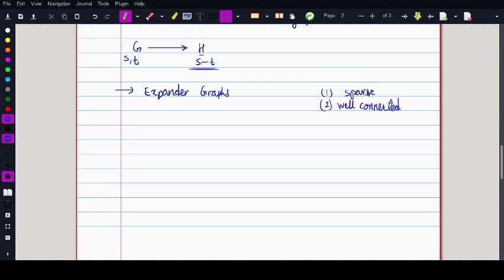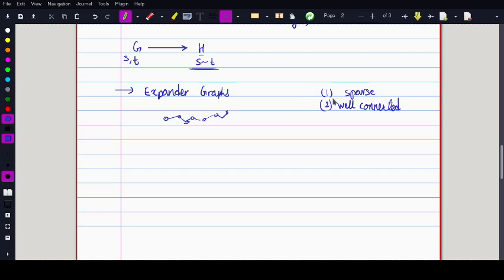So what do we mean by sparse and well connected? Sparseness is intuitive, it means that you don't have that many edges. Each of the vertices does not have too many edges coming out of it. That's the idea of sparseness. And well connected means that you can get from one node to the other without taking many steps. So if you are over here and you want to go to any other node, you can do it in a small number of steps.